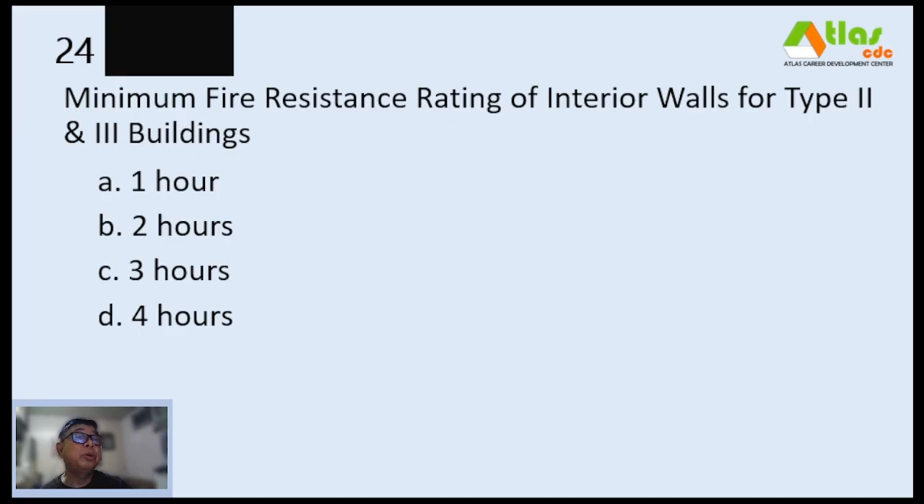Number 24. Minimum fire resistance rating of interior walls for Type 2 and 3 buildings. A. 1 hour. B. 2 hours. C. 3 hours. And D. 4 hours. And our correct answer is letter A, 1 hour.